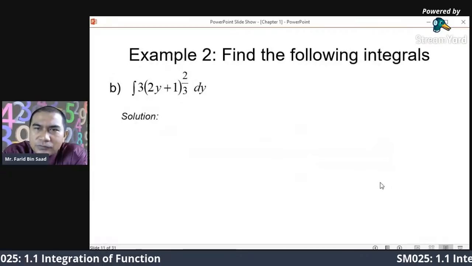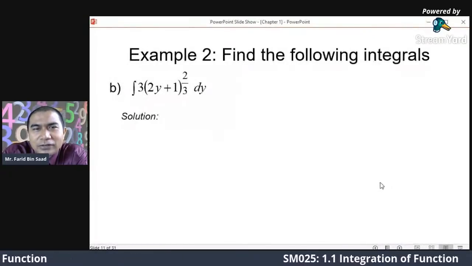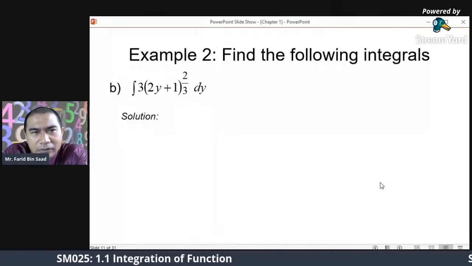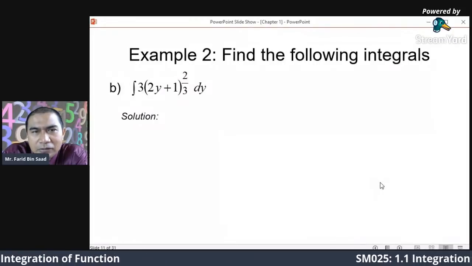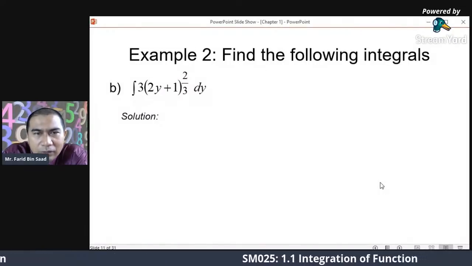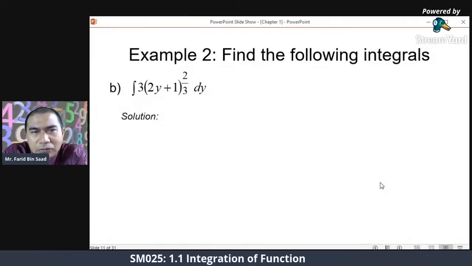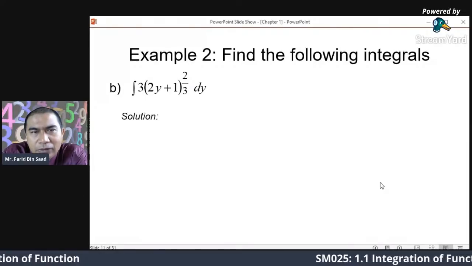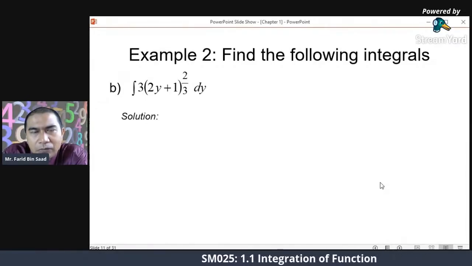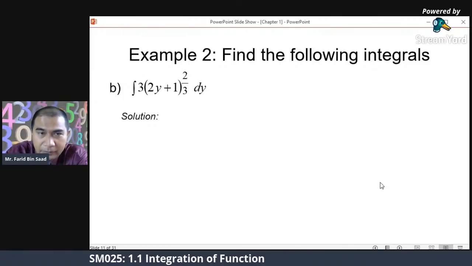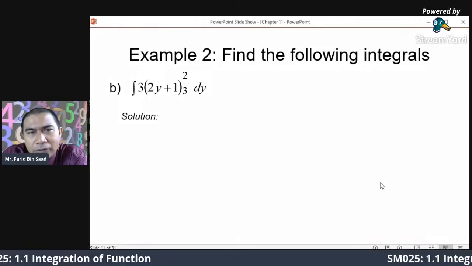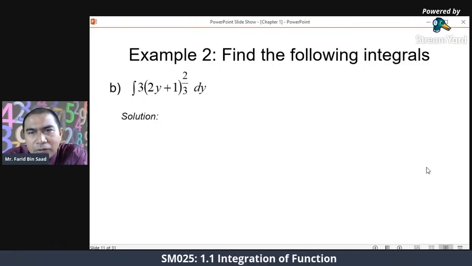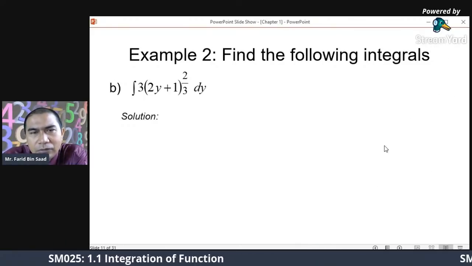Example 2. Find the following integrals. Example 2, I take b, to see what's going to happen when we have integration of fx that has a power. Okay, so integrate 3 times 2y plus 1 power of 2 over 3 dy. 2y plus 1, as you can see, is a linear function. So how do we solve this one?